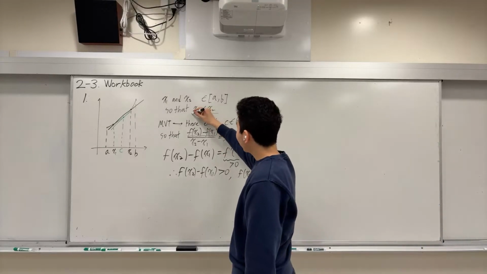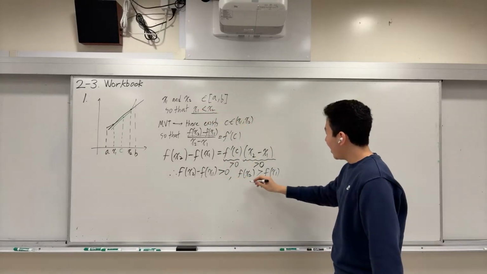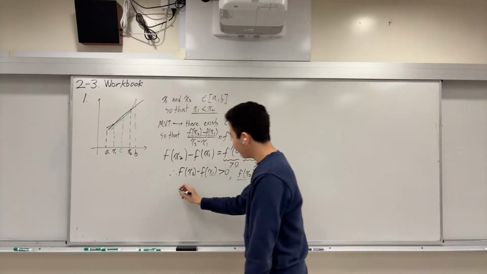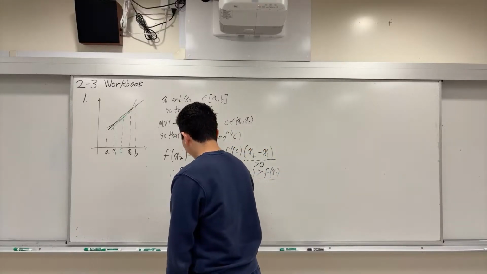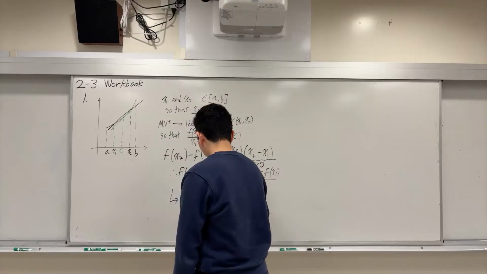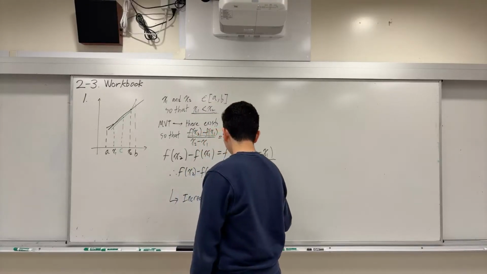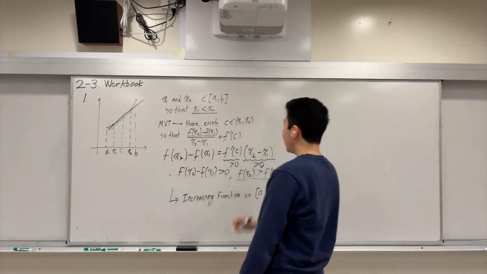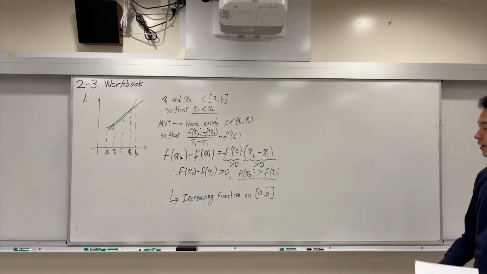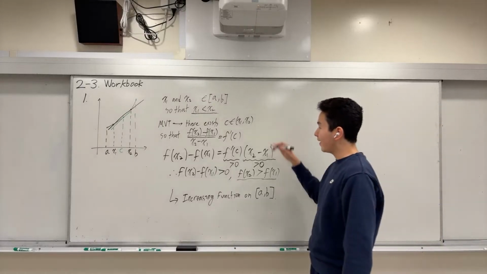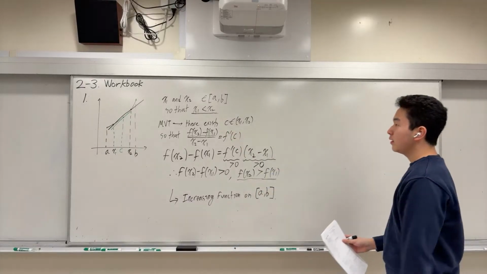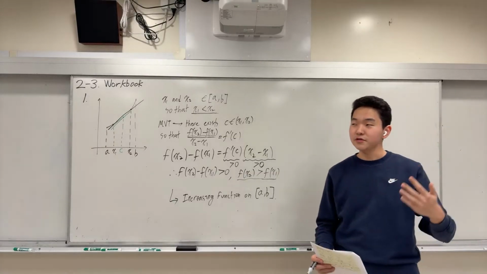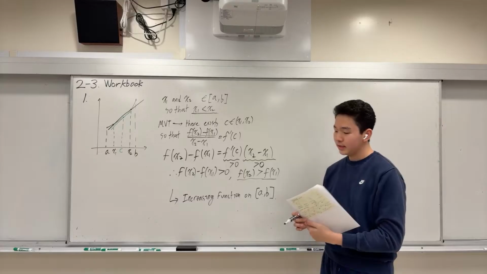So we proved that when x1 is less than x2, f of x1 is less than f of x2. And that is the literal definition of an increasing function on the interval that we defined, which is (a, b). And there you go. That is a more formal proof supported by algebra and the mean value theorem. Yeah, so that's an example of how the mean value theorem can be used in a lot of proofs.